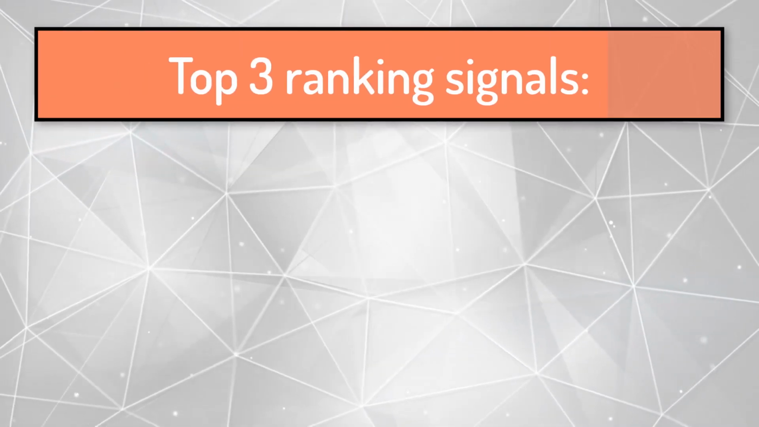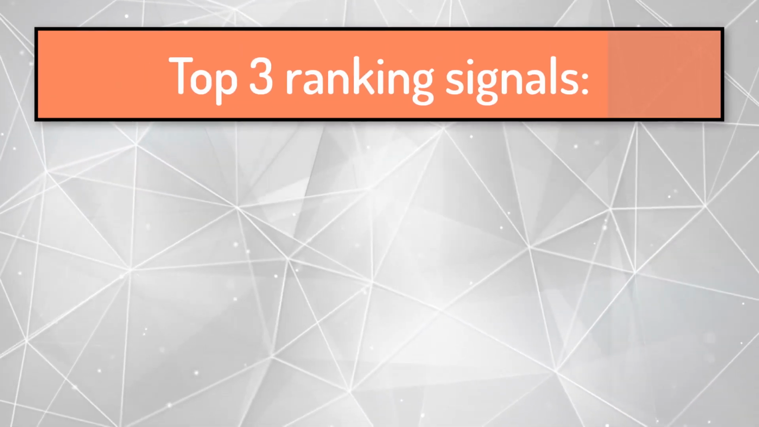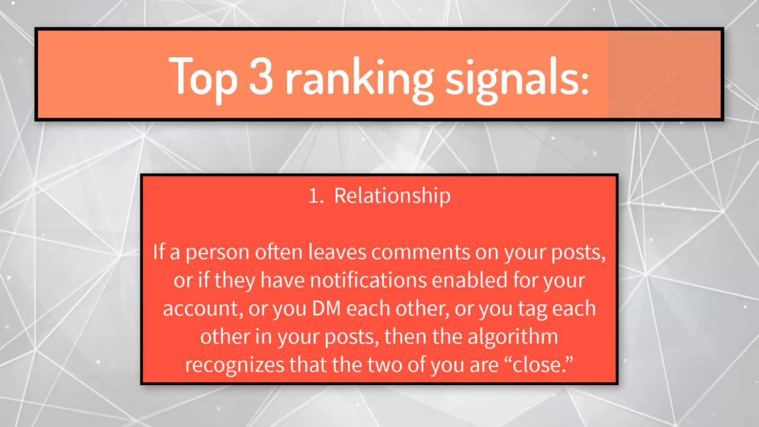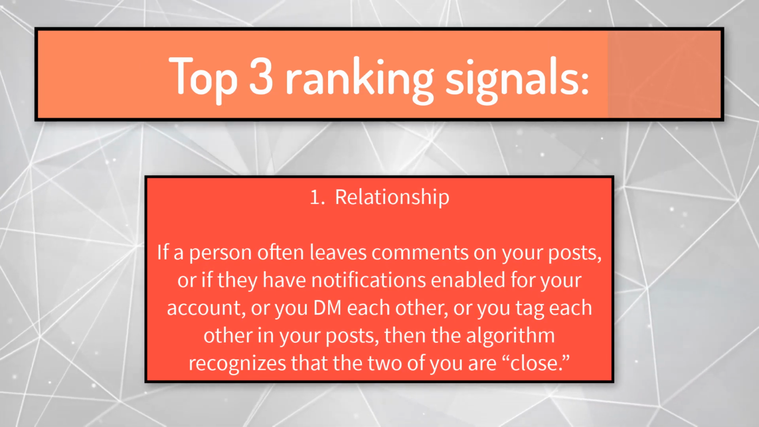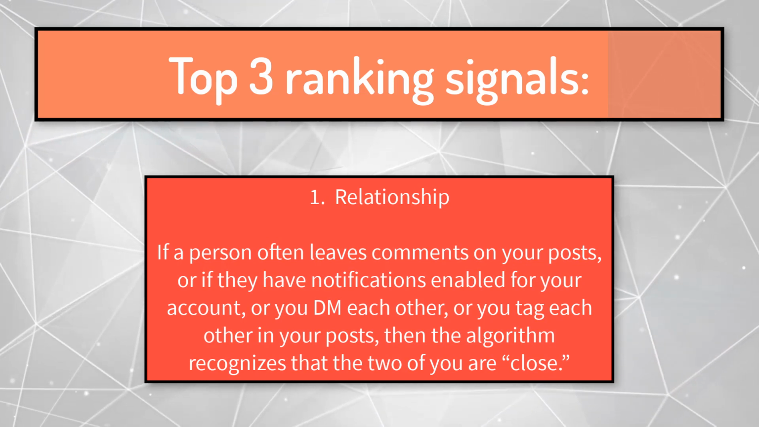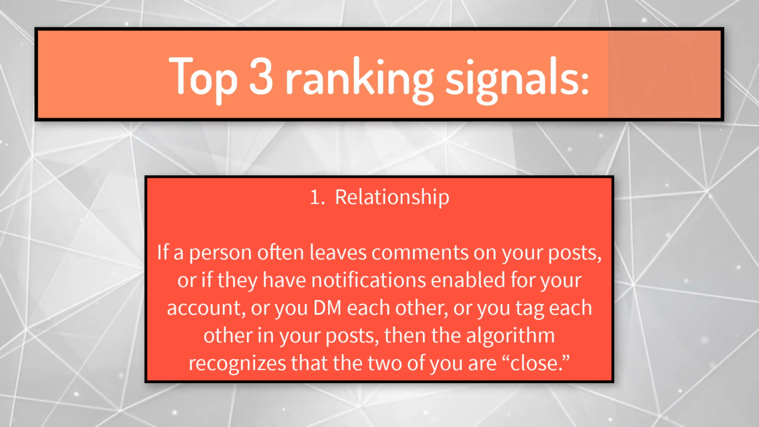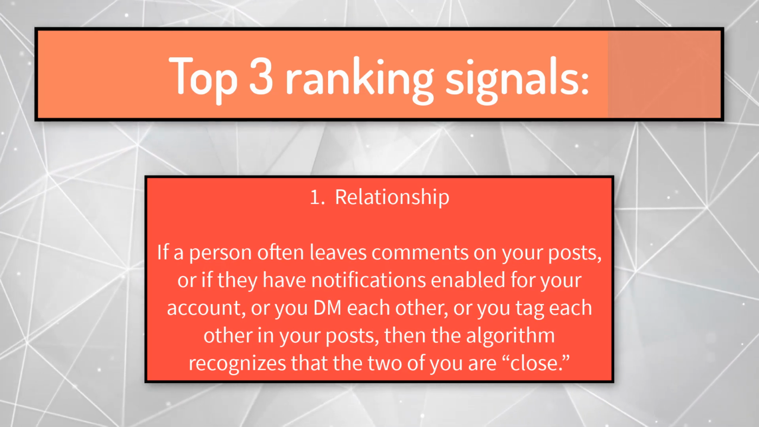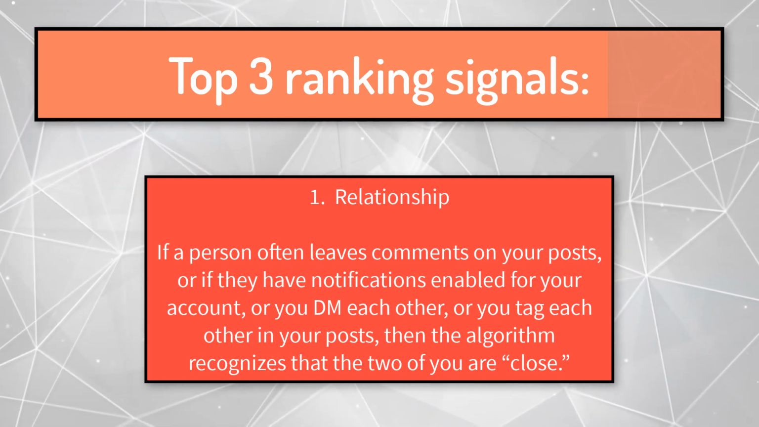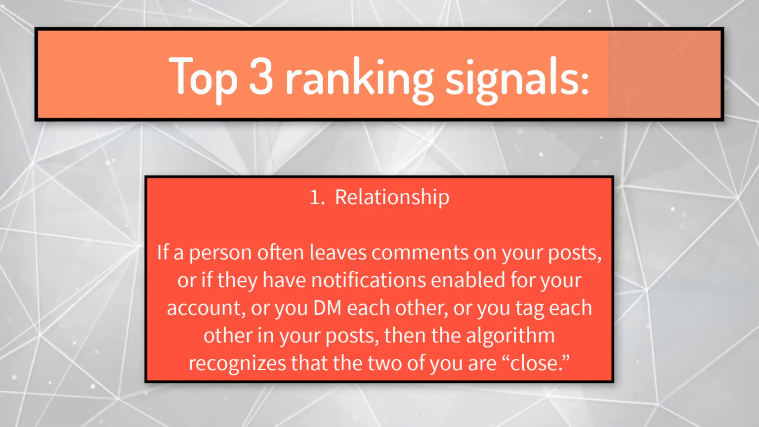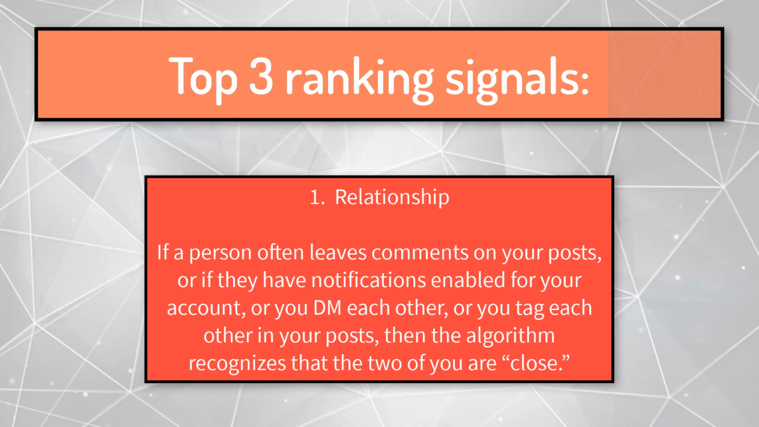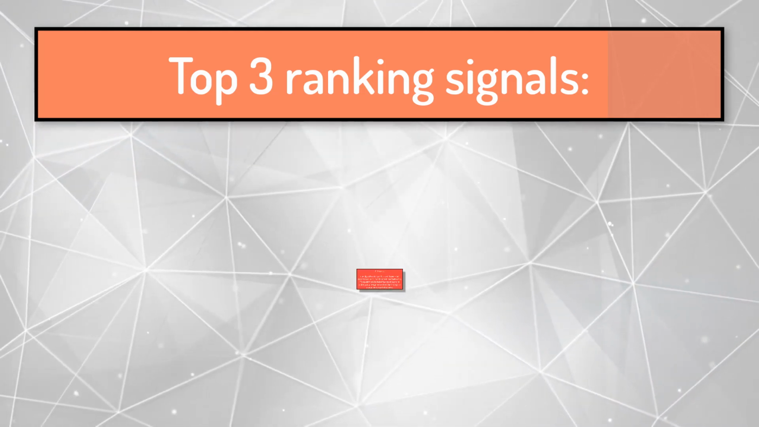So here are Instagram's top 3 ranking signals. 1. Relationship. If a person often leaves comments on your posts, or if they have notifications enabled for your account, or you DM each other, or you tag each other in your posts, then the algorithm recognizes the two of you are close.